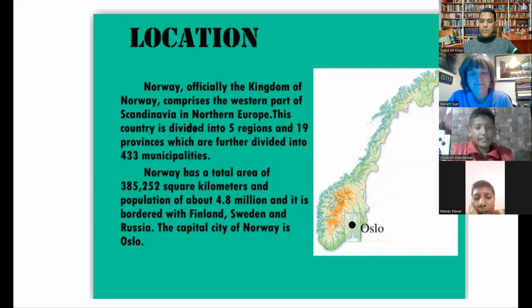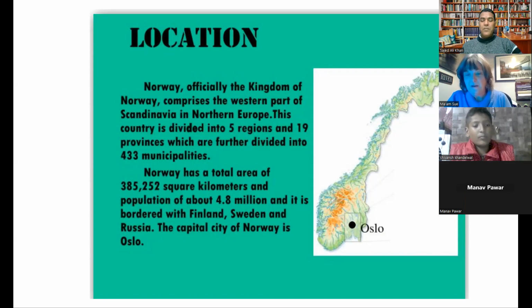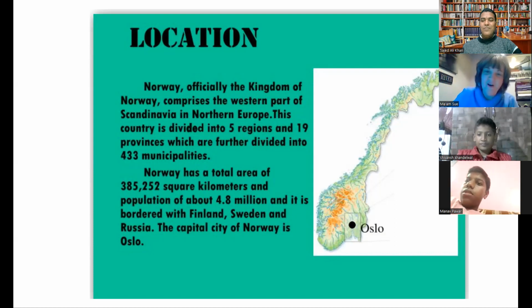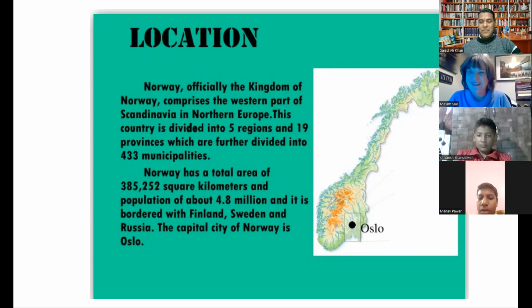Provinces which are further divided into 433 municipalities. Norway has a total area of 855,252 square kilometers and a population of about 4.8 million, and it is bordered by Finland, Sweden, and Russia. The capital city of Norway is Oslo. Very good. You said Oslo, just like a Norwegian. Let's go to the next slide.